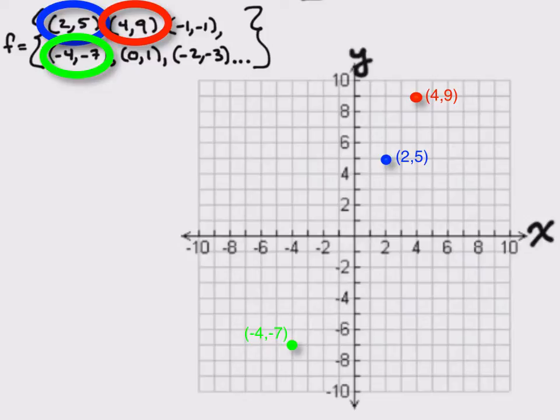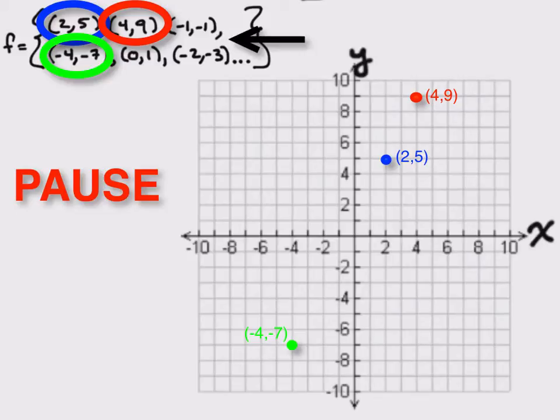So we still have 3 more ordered pairs to graph, and I hope you're getting the hang of it, so why don't you try graphing these on your own? If you'd please pause the video, please graph these remaining 3 input-output pairs on these axes, and if you'd label them too, that would be great, and when you're done, please play the video and we'll reconvene.